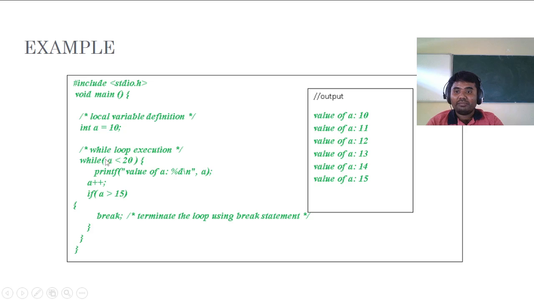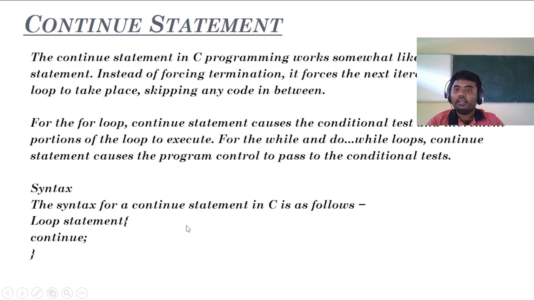Once the value becomes 16, 16 is lesser than 20, so the condition is true. Again, it will check one more condition, whether 16 is greater than 15. That condition is true, so it will terminate. It won't continue further. We have another looping control statement, that is continue.